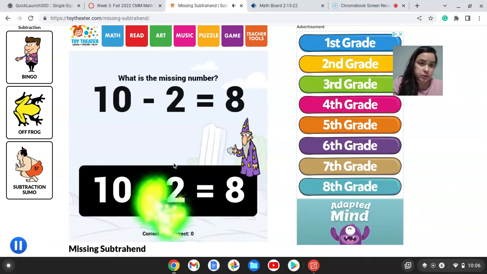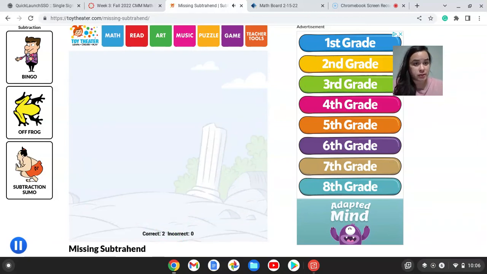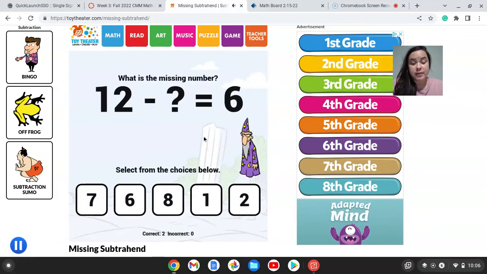So there's just multiple different ways to teach children how to solve equations. And so I just thought this was a great activity, and that there's also another activity called an addend that they can use that's besides subtraction.